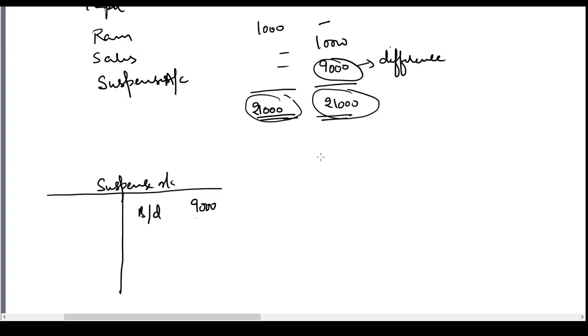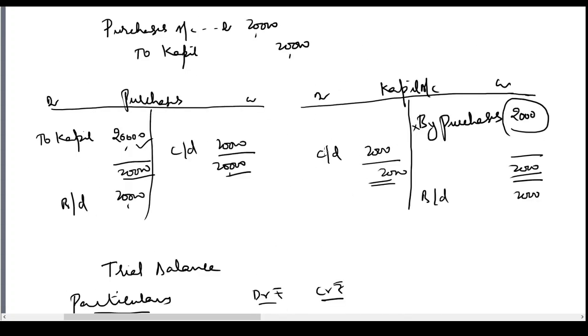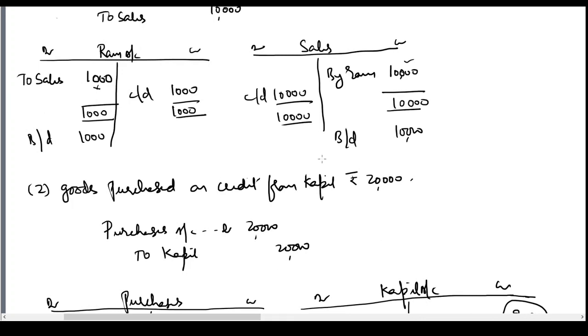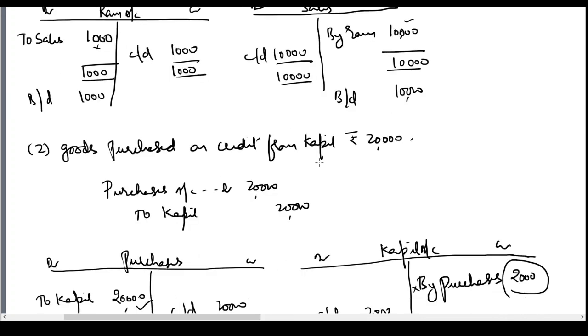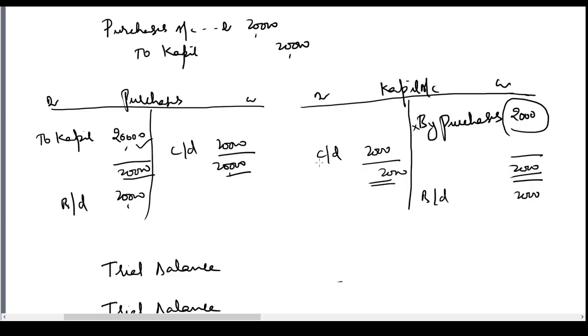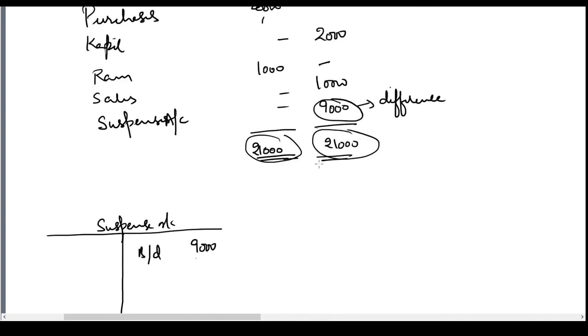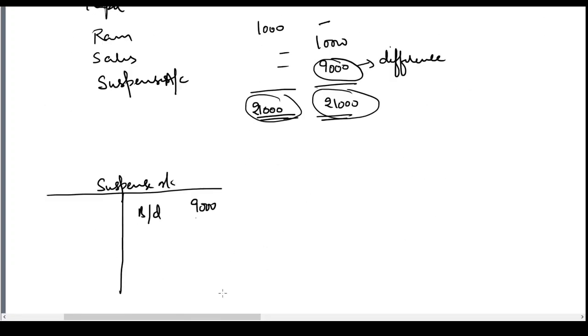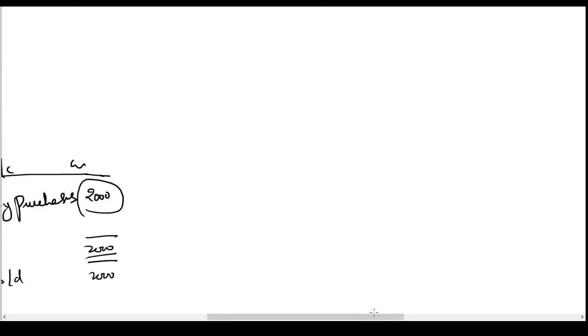What was the error 1? The first error was Ram account should have been debited with 10,000 but it was wrongly debited with only 1,000. Similarly, Kapil account should have been credited with 20,000. It has been recorded only as 2,000 rupees. So these are the two errors I have to rectify. So what I'll do is I'll write down the errors and also how to rectify those errors here.